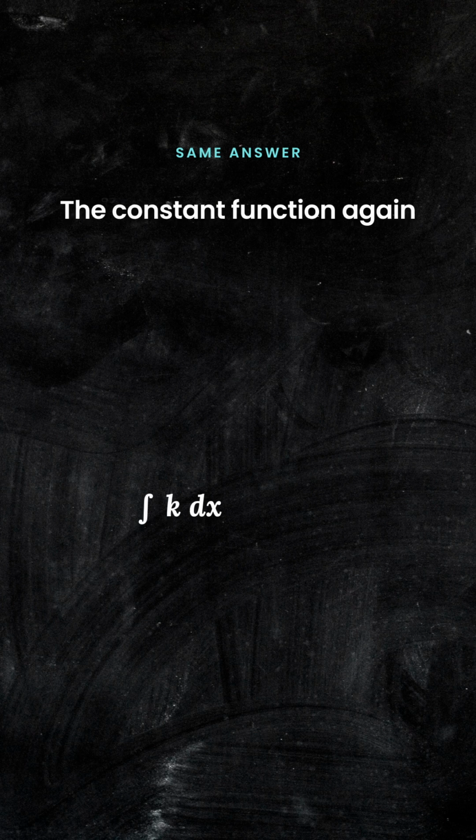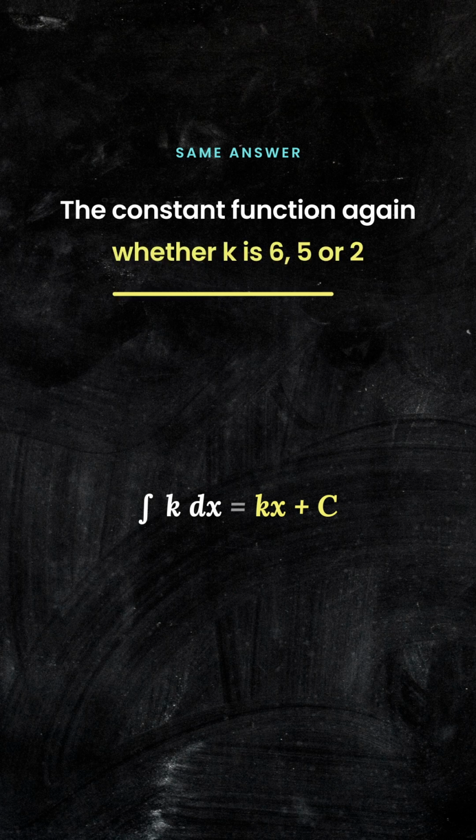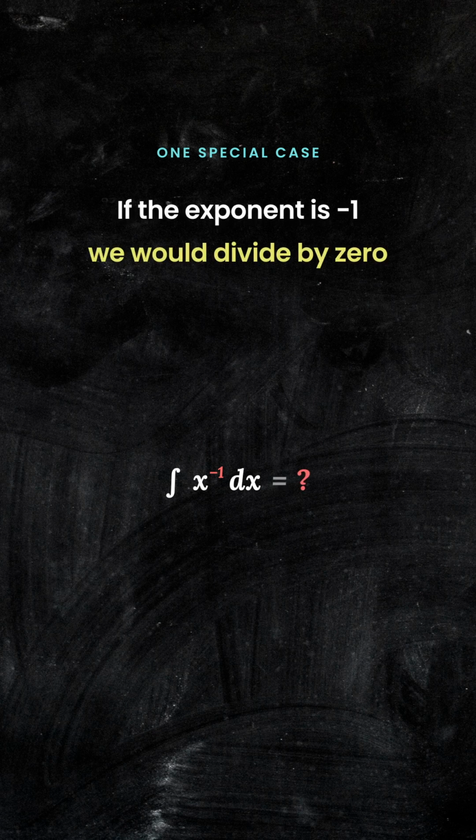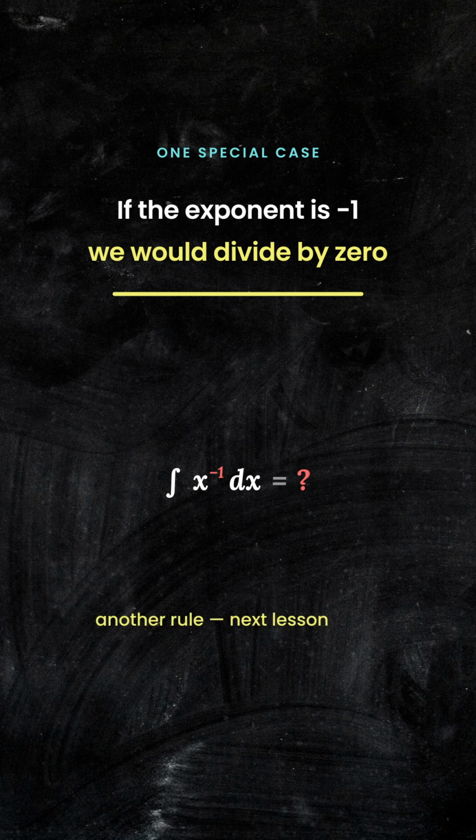This clarifies for us the accumulations we saw in the previous lesson, whether the k was 6 or 5 or 2. We now move to a special case, or we want to alert once again. If the exponent equals -1, then we'll be forced to divide by 0, and that's something we don't want. So it means we need another rule, which we'll study in the next lesson.